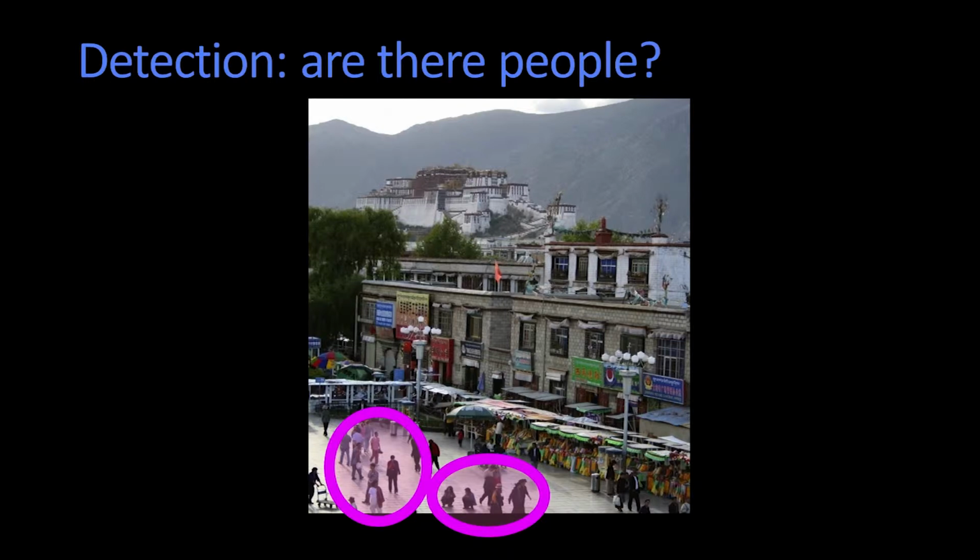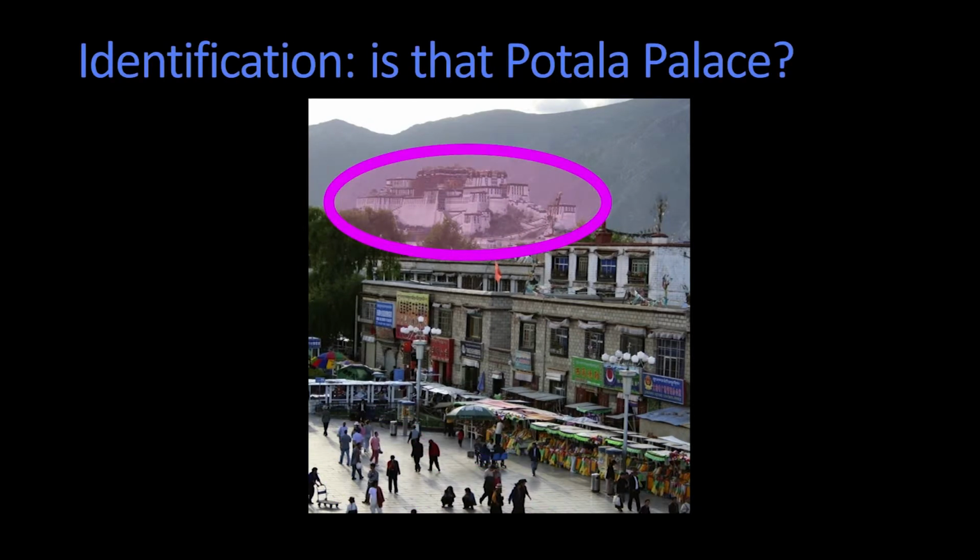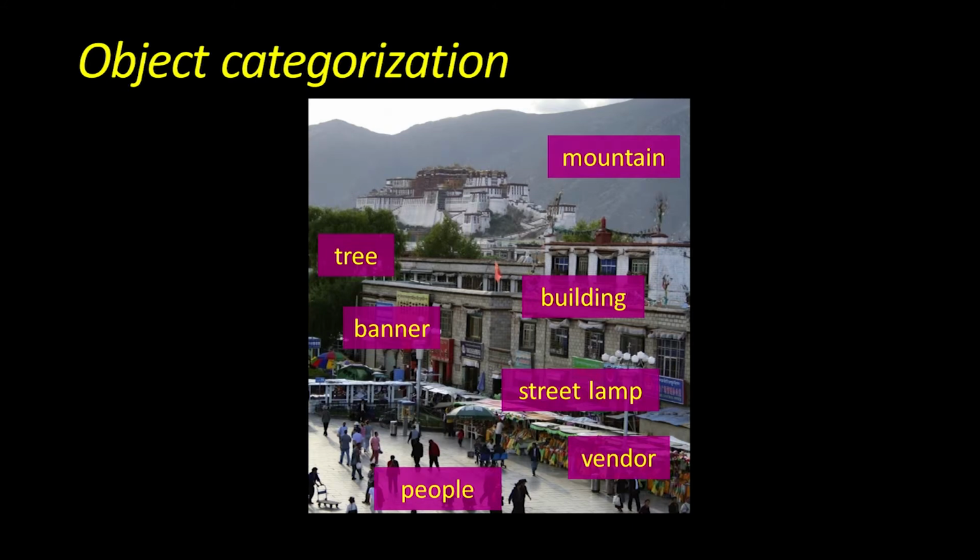Another is I might have a specific instance, and I might show you an example and say, is that Potala Palace? That's in this particular case of a location of a thing. Sometimes identification, we all know, is in faces, right? I show you and say, is this Megan? And you say, no, that's not nearly as nice as Megan. But anyway, that's identification. A more interesting question is what we'll loosely call categorization.